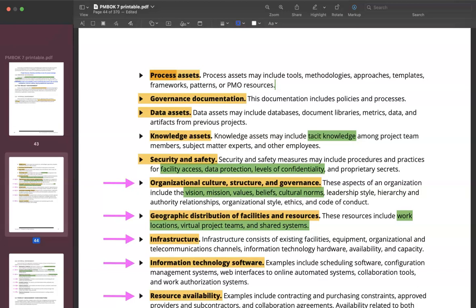So that basically is like tacit knowledge. That knowledge will only be expressed by people when you talk to them. So that's an example of a knowledge asset.